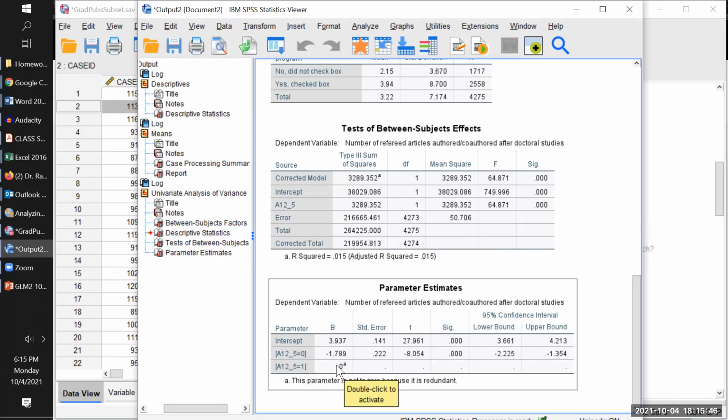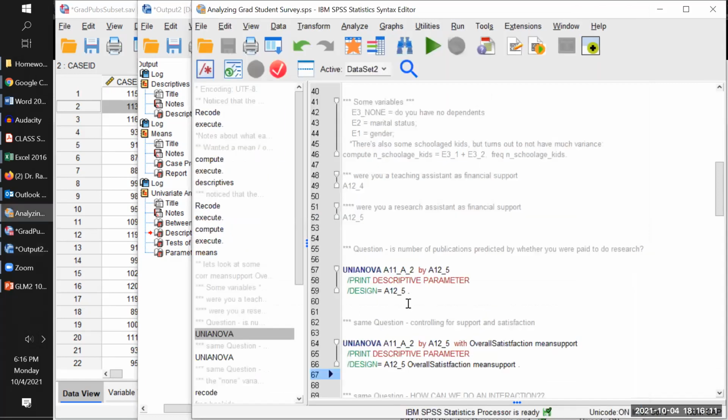Wait, people who did receive funding to do research have about 4 publications, and people who did not, now they have a 0, they are getting about 2 fewer publications. 1.7, 1.8 fewer publications, which is significantly different from 0. Good, just one main effect. That's basically just a simple ANOVA, simple t-test. So now let's do some other stuff.